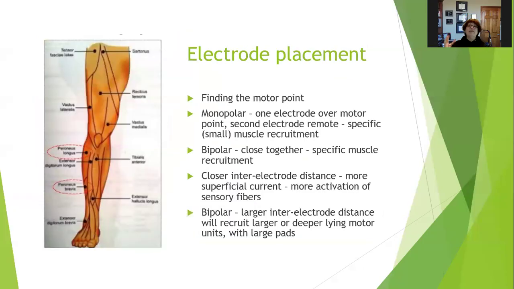So we want to find the motor point. If we place our electrode on the motor point, we're going to get the most effective muscle contraction. And we did this a little bit in lab. If you're not getting the muscle response that you want, you can move the electrode around a little bit to see if you can get closer to the motor point. Remember, the motor point is the neuromuscular junction where the nerve synapses with the muscle. And remember also with electrode placement, the closer they are together, the more superficial it is. So if you're stimulating larger muscles, you probably want the electrodes farther apart so you can recruit deeper lying motor units with large pads.